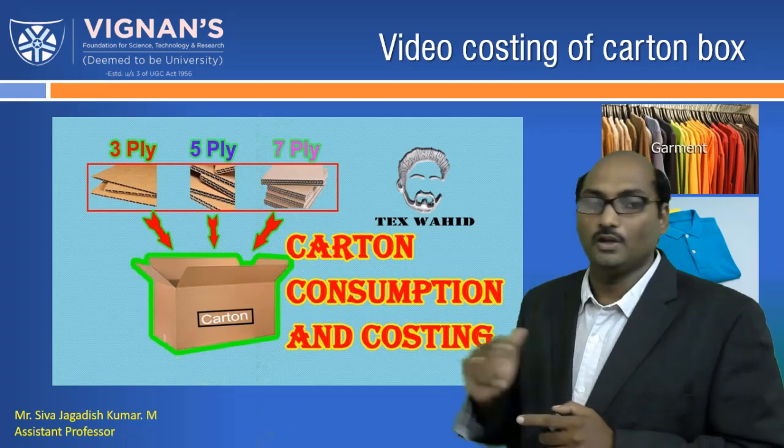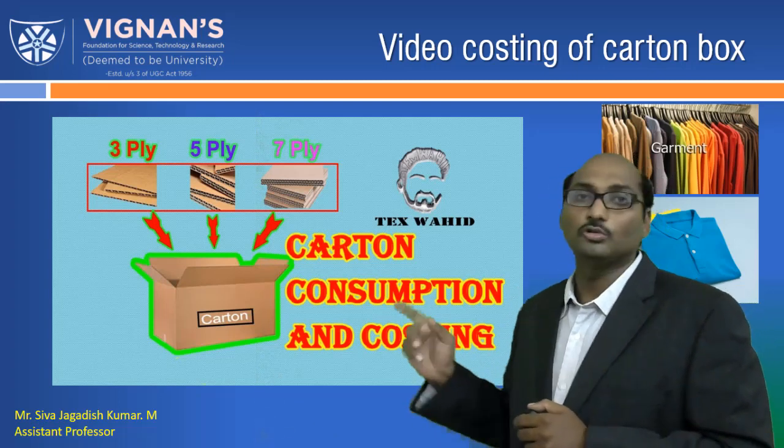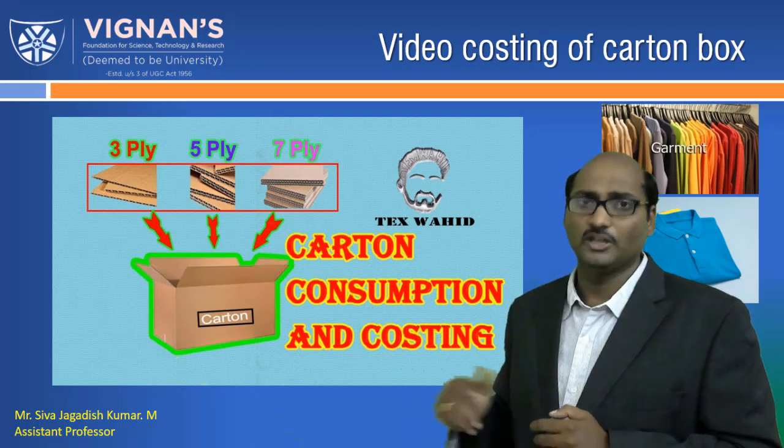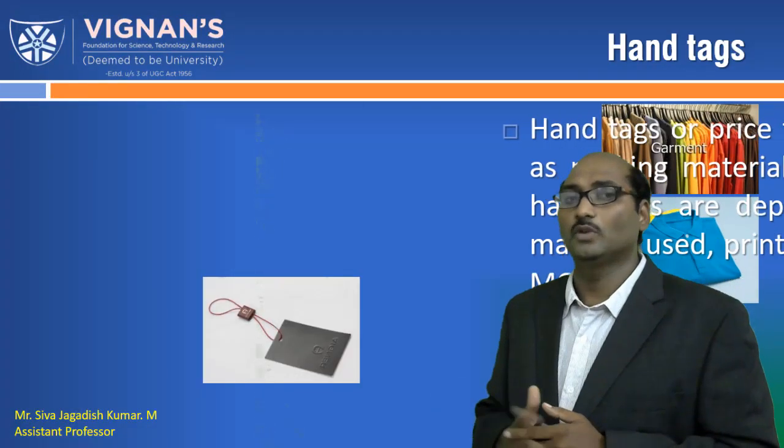Yeah, I hope you understood the costing, how it should be done in case of 3 ply, 5 ply and 7 ply. So let us dig into the next one.